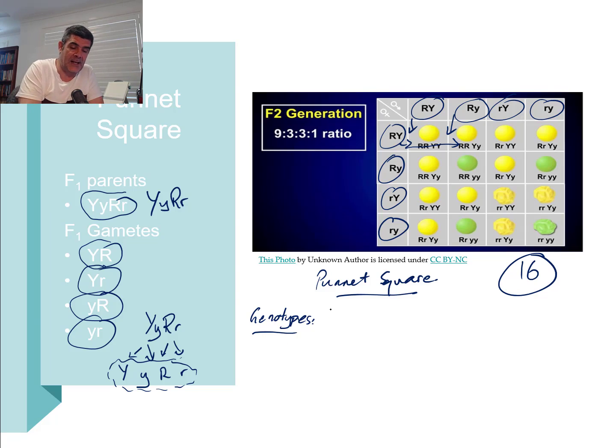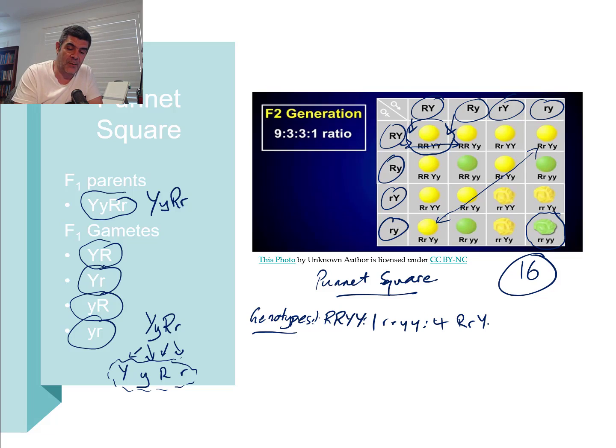So I can see a big R, a big R, a big Y, and a big Y. That's the one that's right up there in the corner, and there's only one of those. Also, down in the bottom right corner is little r, little y, and there's only one of those as well. So we've got one of those to one of those. I can also see, going through this diagonal here, that there are 4 lots of the big R, big Y, little y.